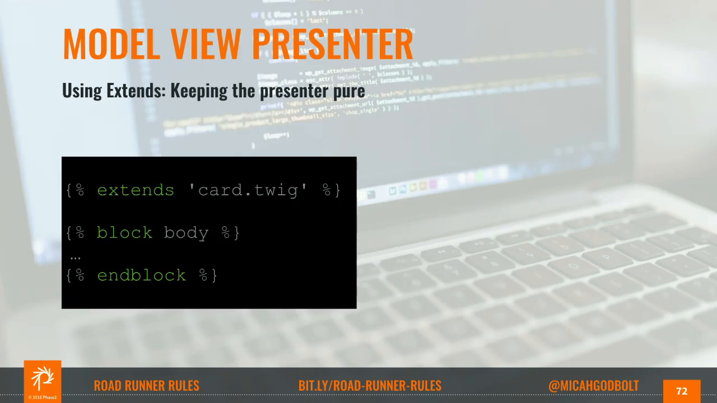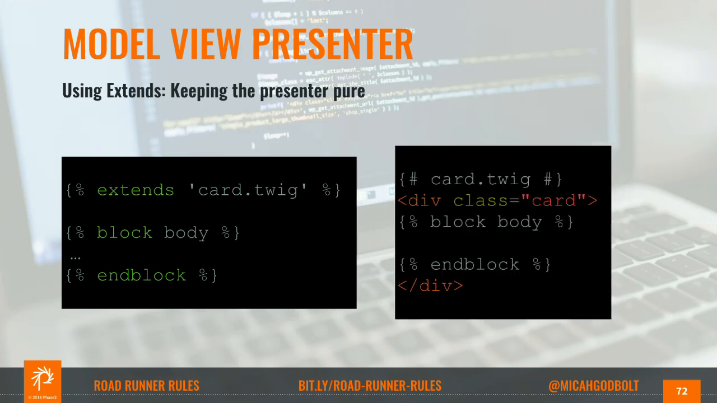So what we can do is use extends. It's another great thing, extend or embed if you have multiple of these, to be able to define these wrappers that we're going to use to put all these includes inside of. And Twig makes that super easy, which is why I said let's just do this in Twig. We've got our card that's got a block inside of it, and when we extend card, we can just put all of our content right inside that block.